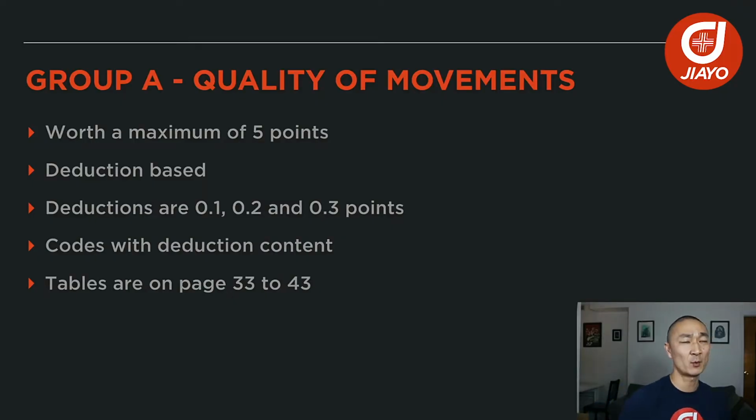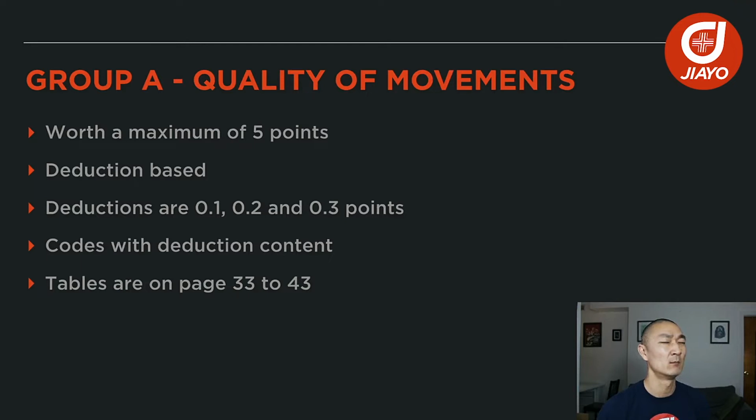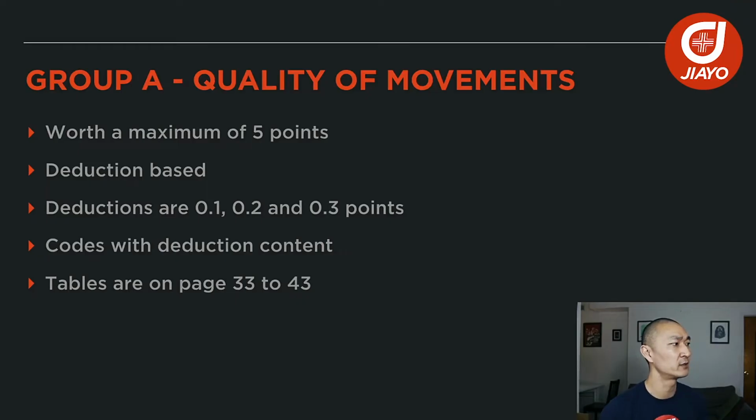So let's start with Group A, quality of movements. Once again, it's worth a maximum of 5 points, and it's deduction based. And that means that a competitor will start with 5 points at the beginning of performance, and as they perform, if judges see errors, then they will deduct from those 5 points. Most deductions are worth 0.1, and there are also deductions for 0.2 and 0.3, but most are worth 0.1. And quality of movements is mostly objective, and that means that there's a finite list of deduction codes, and each of those codes has a finite list of deduction content, and I'll explain more about what that means in just a second. We'll be referencing a set of tables that are found on pages 33 to 43.